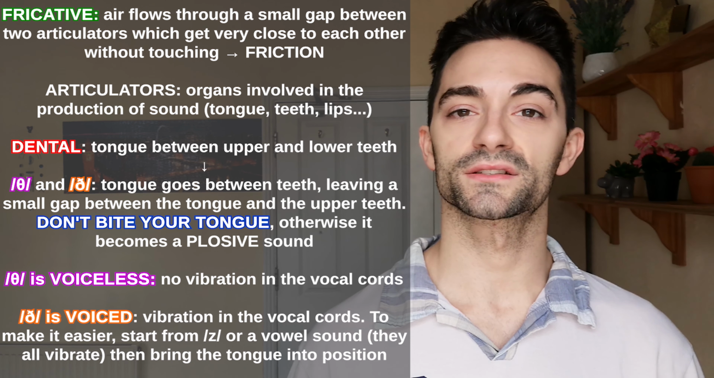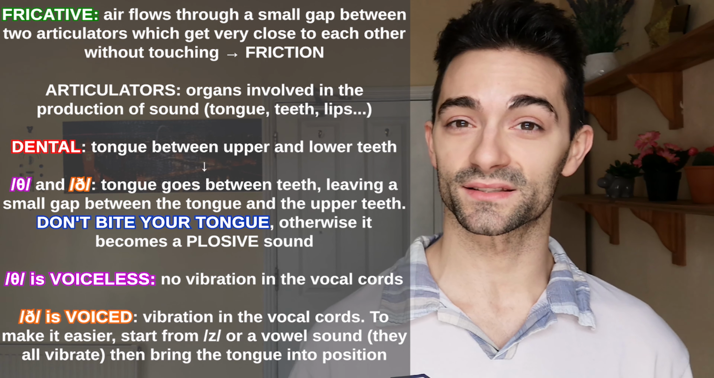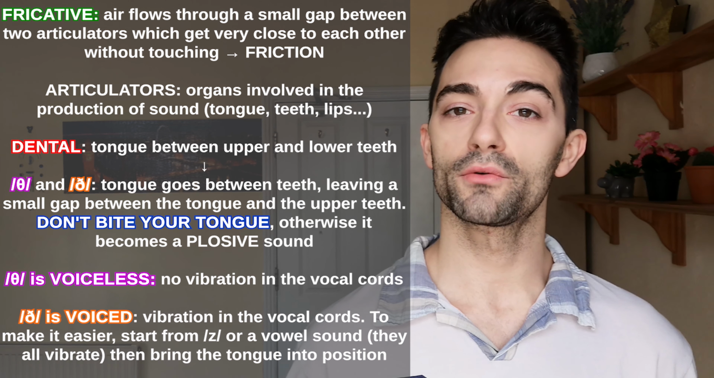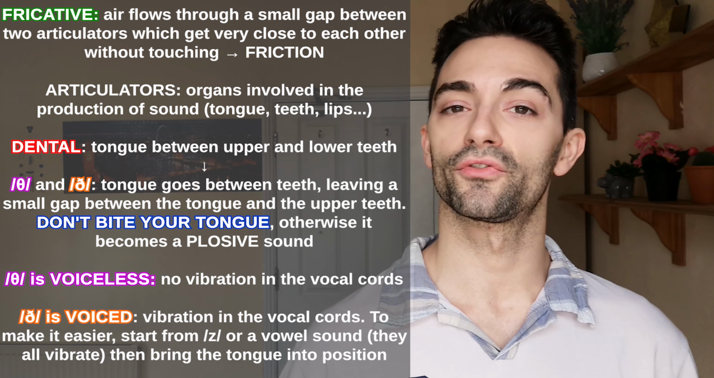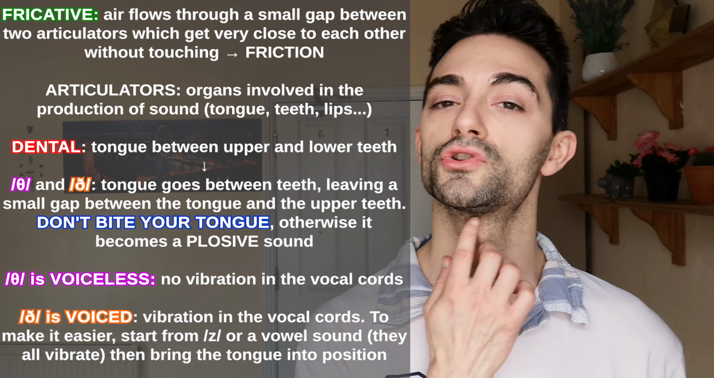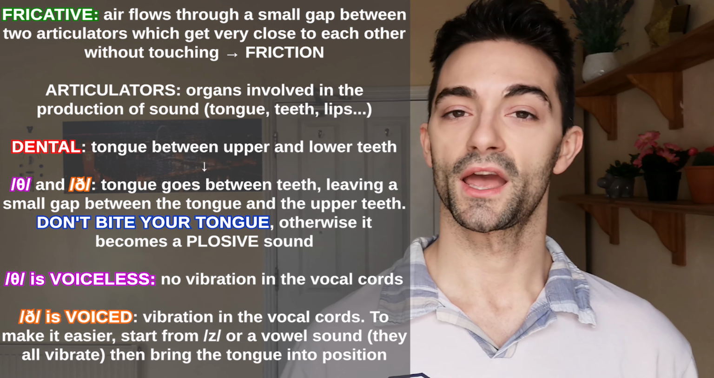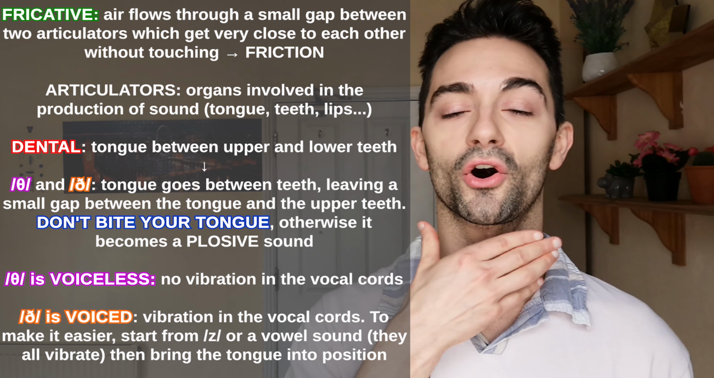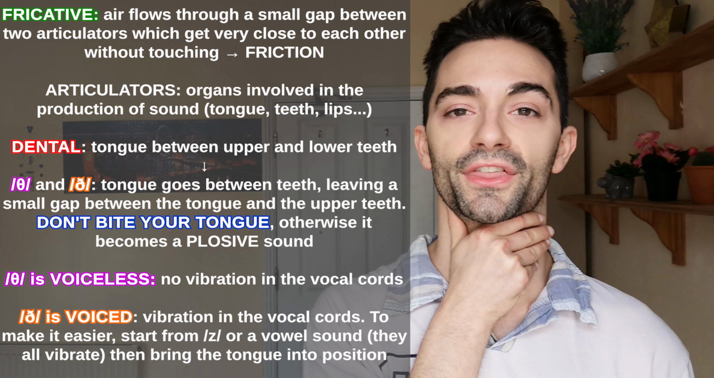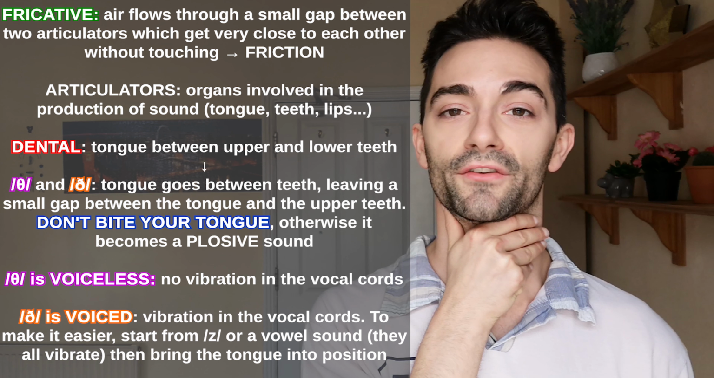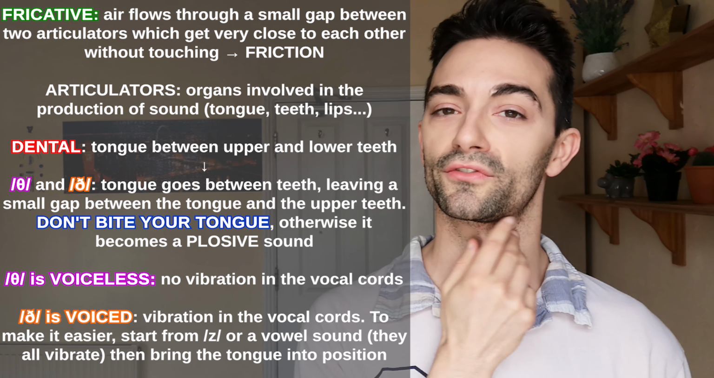Both th and th are pronounced exactly the same inside the mouth. The only difference is that th is voiceless, meaning that it has no vibration in your vocal cords, whereas th does. And you can test this by placing your hand on your throat. If you say th, you will feel absolutely nothing. If you say th, you will feel vibration.